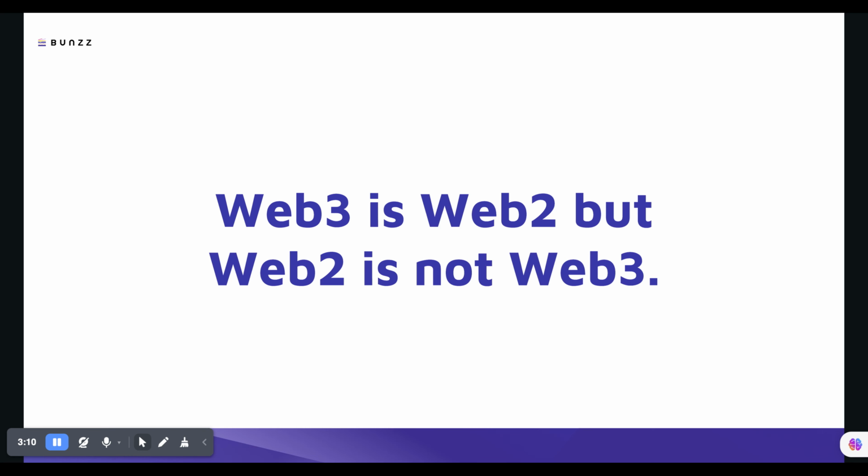So this is one of my favorite statements that I kind of coined, but it makes sense if you look at it from one angle. Web 3 is Web 2, but Web 2 is not Web 3. Basically, it means that we can find some elements of Web 2 in Web 3, but we can't find elements of Web 3 in Web 2. What does that mean? Yes, in Web 2, we can read, we can write, but in Web 2, we can't own. And so you cannot find elements of Web 3 in Web 2.